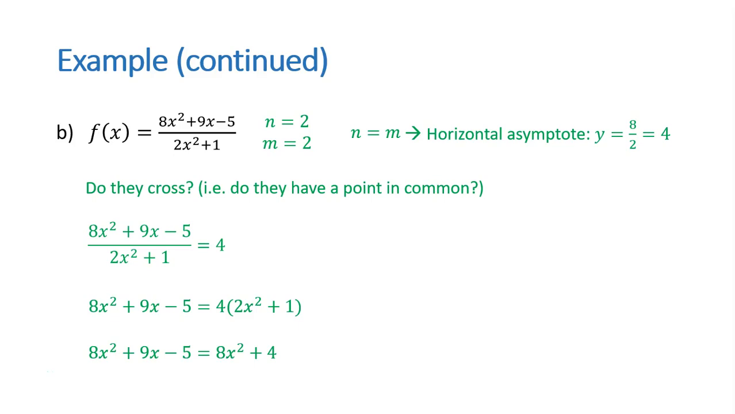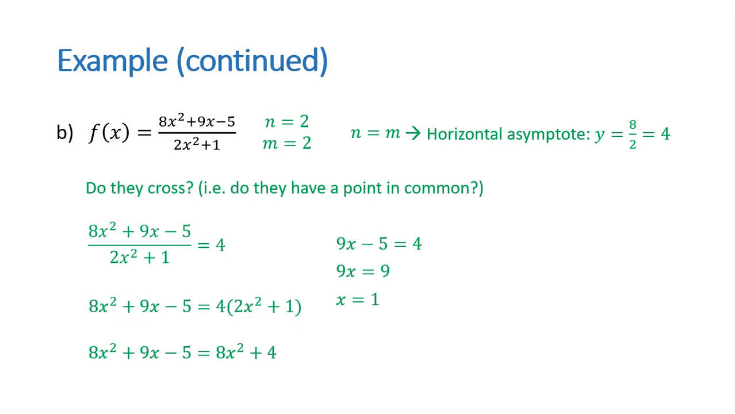So if I do that, they combine, they cancel, I'm left with my 9x minus 5 is equal to 4. Add my 5 to both sides, I get 9x is equal to 9. Divide by 9, I get x is equal to 1. So because I was able to solve this equation, the x value I just determined is going to be the x value for the point where they cross. So we essentially were answering two questions. The answer to do they cross is yes, because we were able to find an x value that solves this particular equation. And then the point that they have in common is going to have an x value of 1.